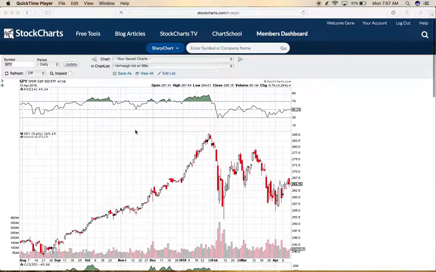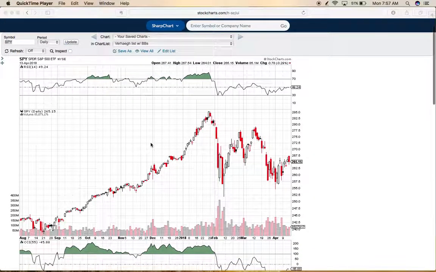Now, growing up in the 70s, I had a lot of favorite bands. I grew up listening to the Beatles and the Rolling Stones, and got into all kinds of rock and roll and all that kind of stuff. But when it comes to trading, my favorite band or bands are the Bollinger Bands. Let me explain to you what in the world I'm talking about.